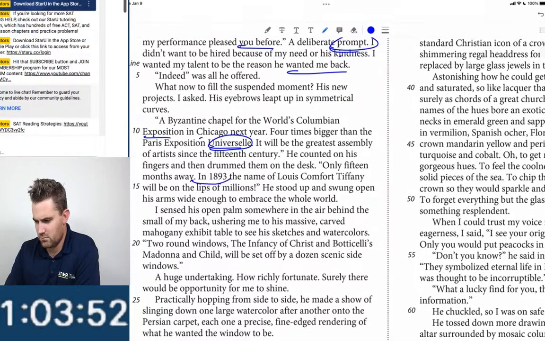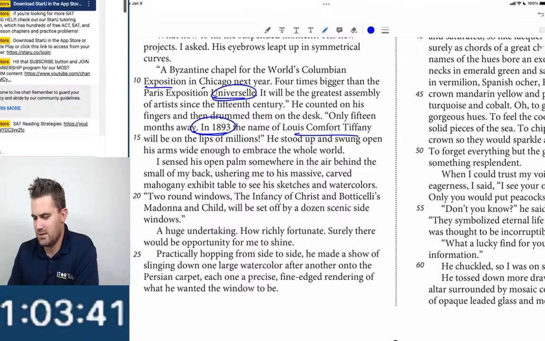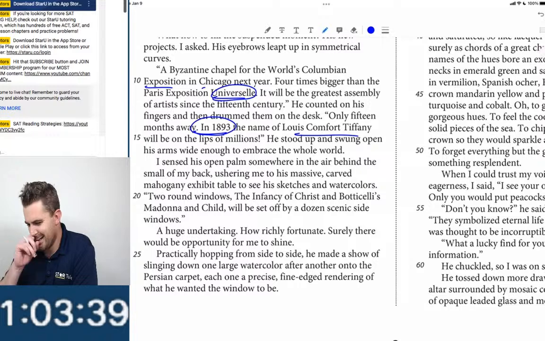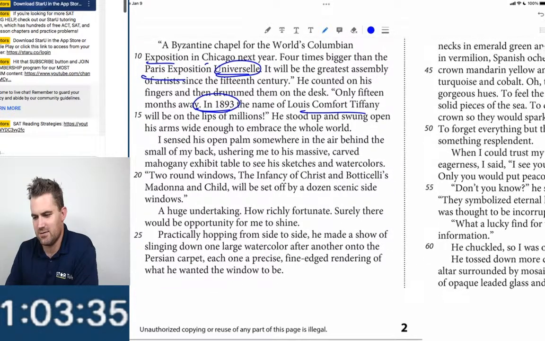In 1893, Louis Tiffany, is that like Tiffany's, like the Tiffany chandelier? Like Tiffany, the company? Anybody know? Not that it really matters for the purposes of this, but I just think because of the Paris Exposition, there's something there, maybe.